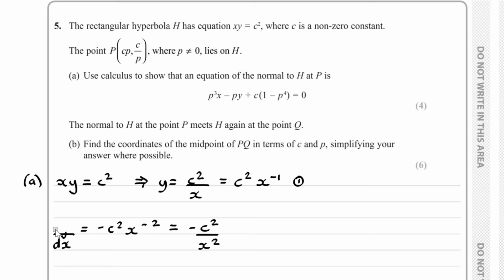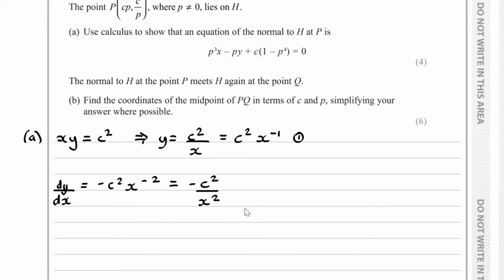So that's what dy over dx is, okay? So we have dy over dx equaling this. Now at the point P, we can find out the value of the gradient of the tangent. So at this point P, with coordinates cp and c over p, let's find out what dy over dx is.